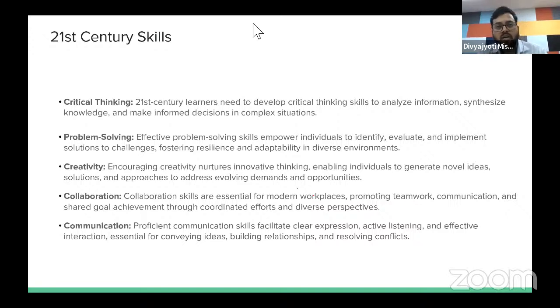So if we talk about those skills, the first one is critical thinking. Critical thinking is basically a process of analyzing the information and synthesizing the knowledge in a particular manner, so that you can make a properly informed decision around any complex topic. The next skill that is very important is problem solving skills.